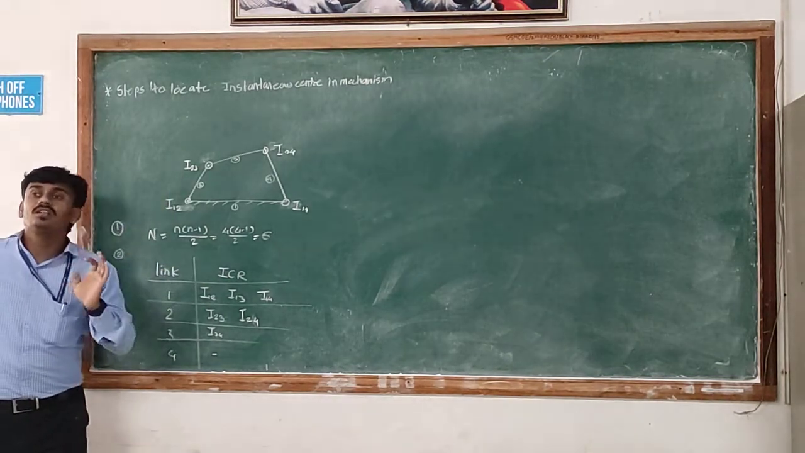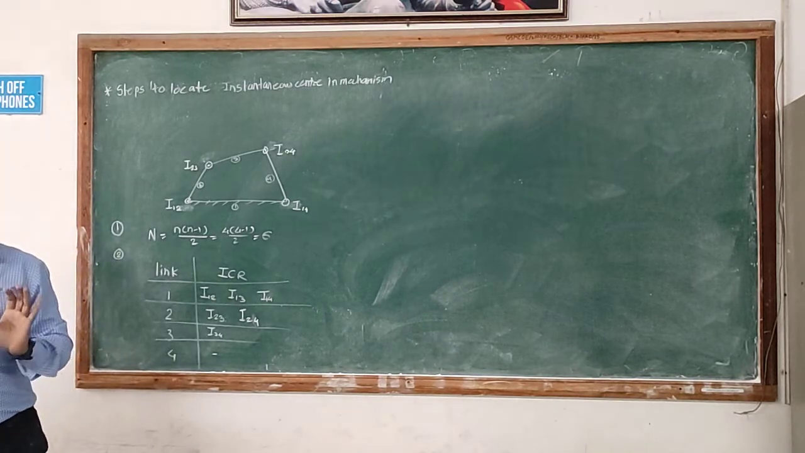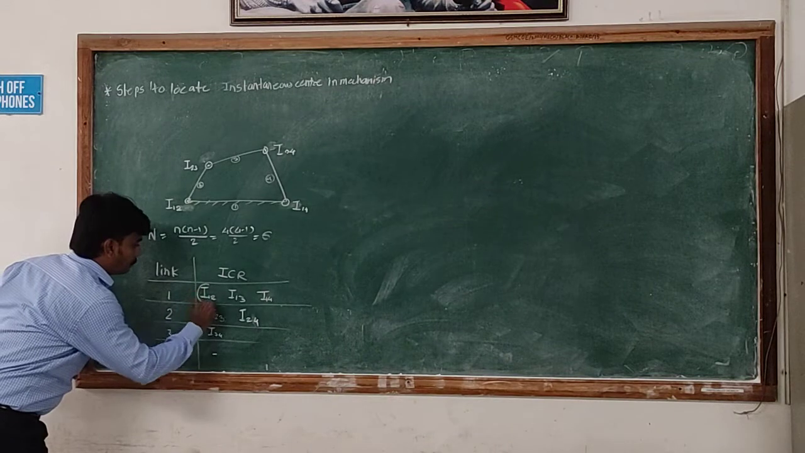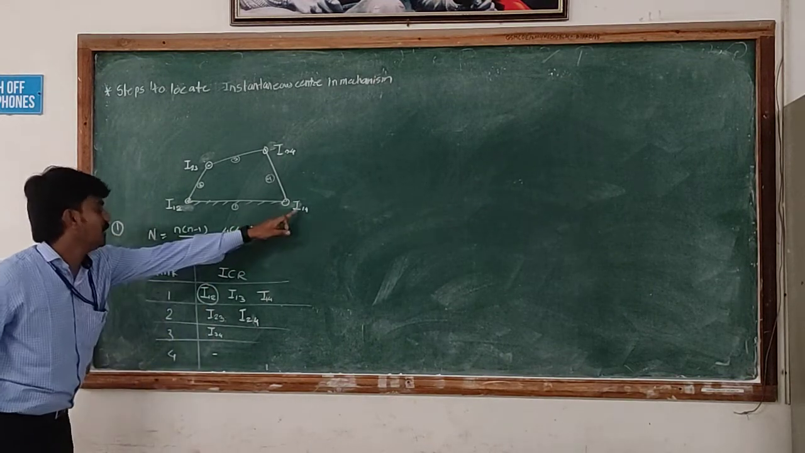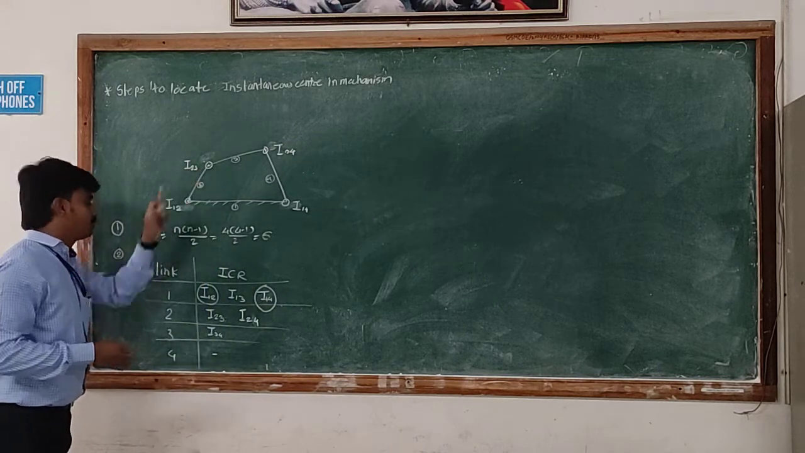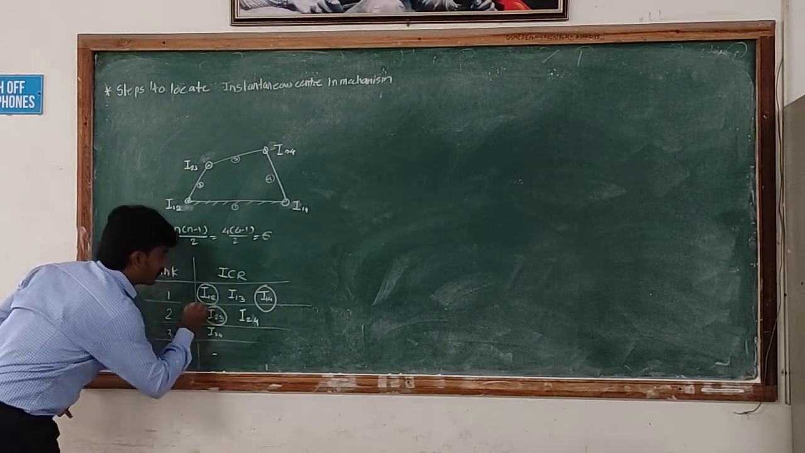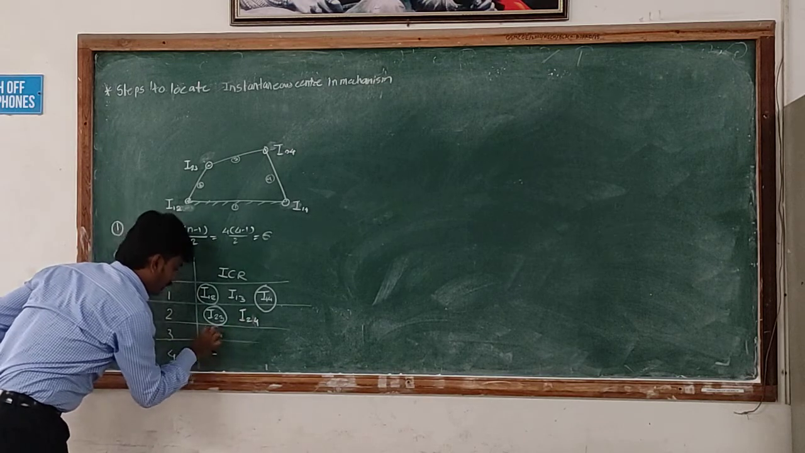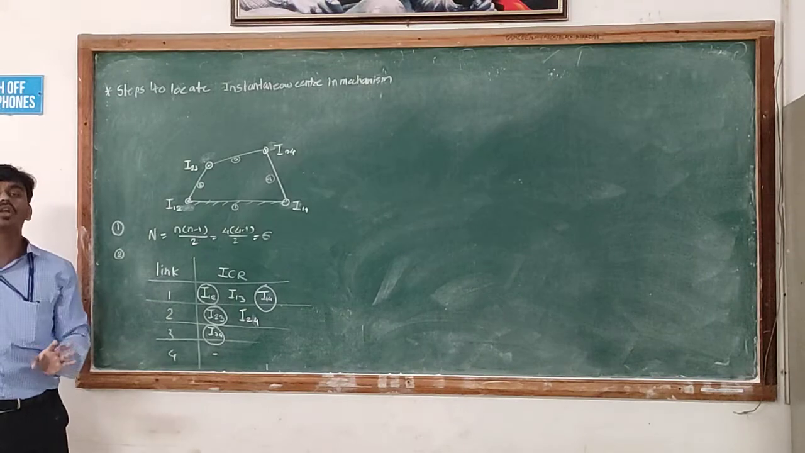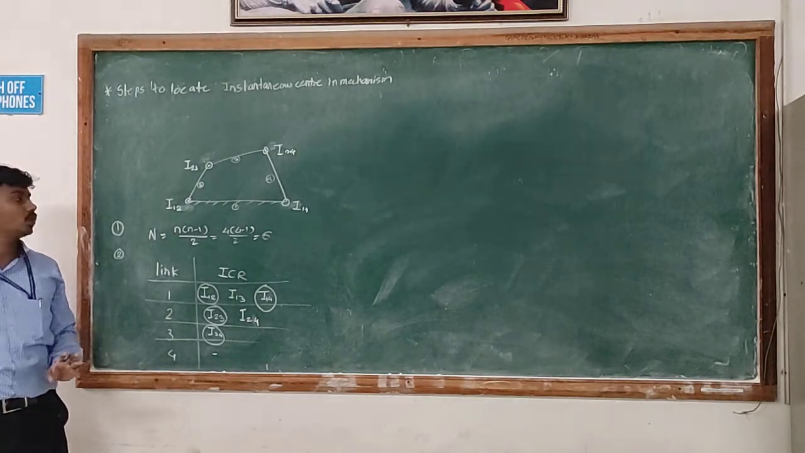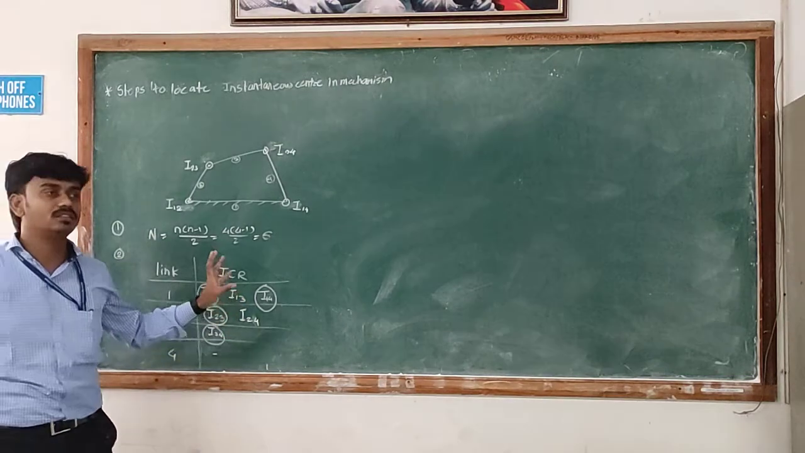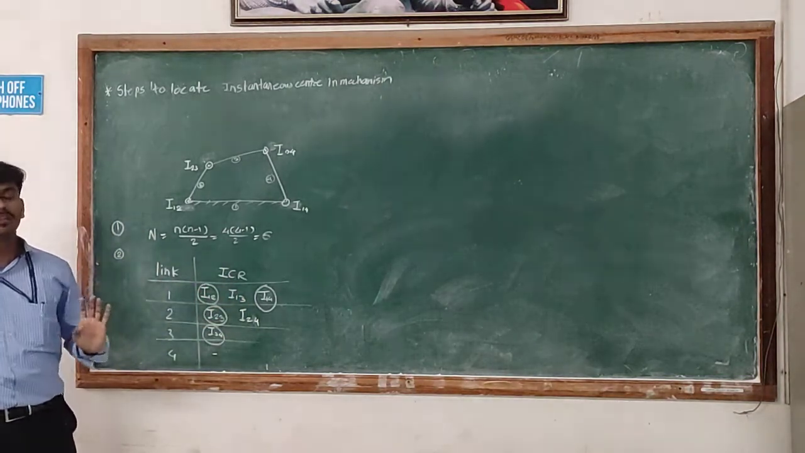Now we have to identify which are the non-permanent, non-fixed instantaneous centers. Here I12 is a fixed instantaneous center. I14 is also a fixed instantaneous center. I23 is a permanent instantaneous center, and I34 is a permanent instantaneous center. So the remaining two, I13 and I24, are neither permanent nor fixed instantaneous centers. We have to identify the location of these two instantaneous centers.